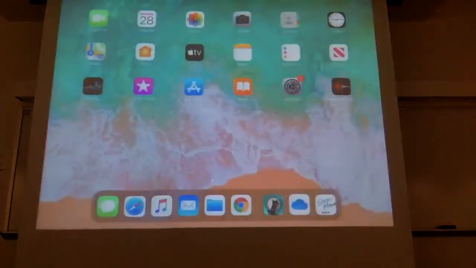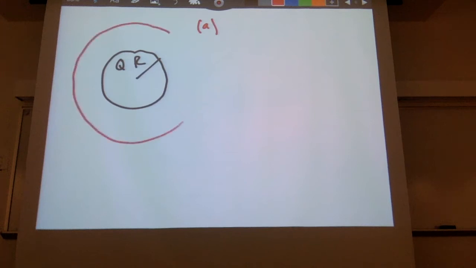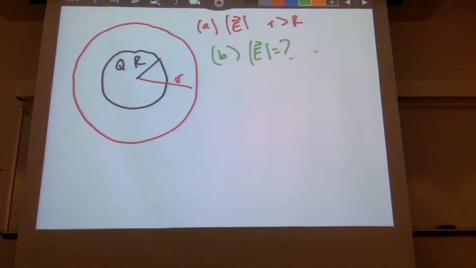So, once again, redraw our picture. Again, here is my sphere, which has a radius of R, charge of Q. And again, what I want to know for part A is, what is the electric field outside? So here's my little r. I want to know what is the electric field when little r is greater than capital R. And then for part B, I want to know what is the value of the electric field when little r is less than big R. There we go. So this is my Gaussian surface.